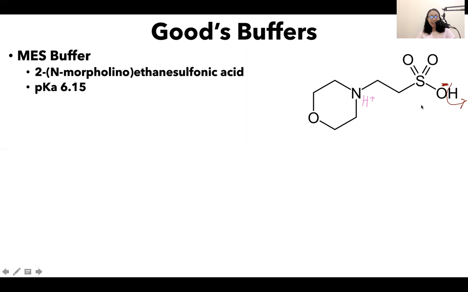Do you see how this can act as the two components? In this form of the molecule, if you add an acid, you have this O negative to neutralize the added acid. And if you add a base, you have this protonated nitrogen to donate a proton to neutralize the base. So this is an example of the mechanism by which your Good's buffers work.